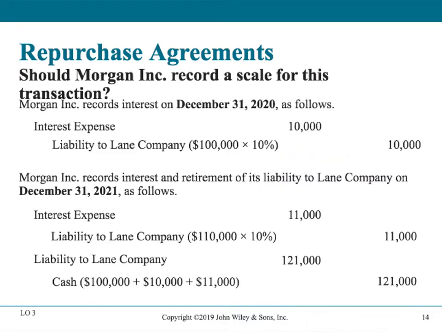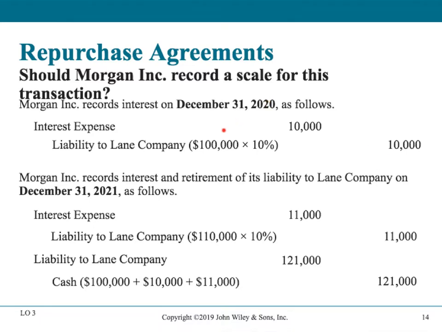Company. Then at the end of first year, December 31st, 2020, we need to accrue interest expense. Remember, we applied a 10% borrowing rate built into this transaction. So we will take our liability of $100,000, multiply by 10%, and multiply by 1 year, so annual 10%. We will record interest expense of $10,000 and then liability of $10,000 as well.